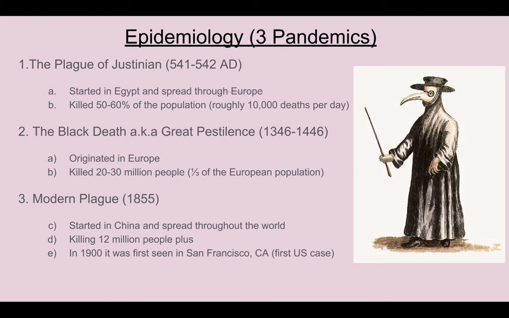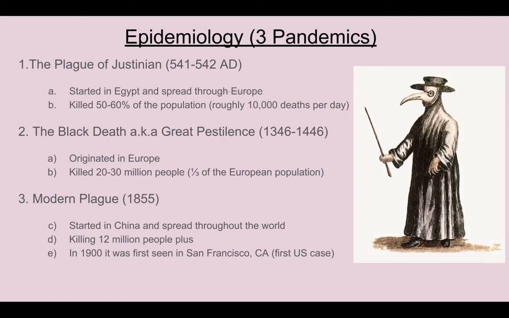Another plague that happened, called the modern plague, in 1855, started in China and spread through the world, killing approximately 12 million people. And in 1900, it gave birth to the first case in the United States, specifically in San Francisco, California.